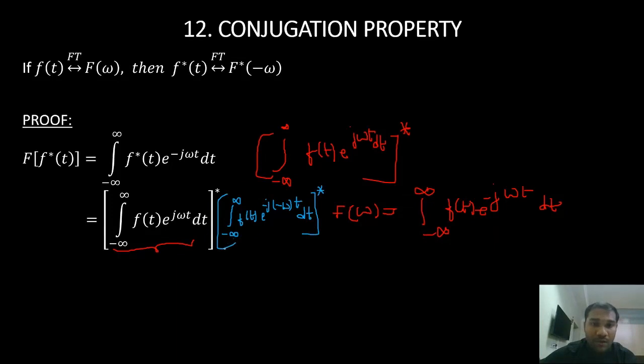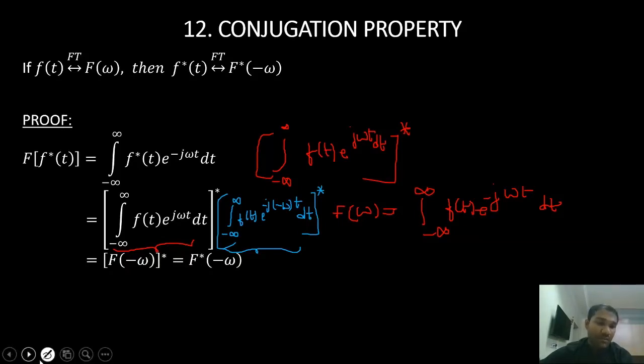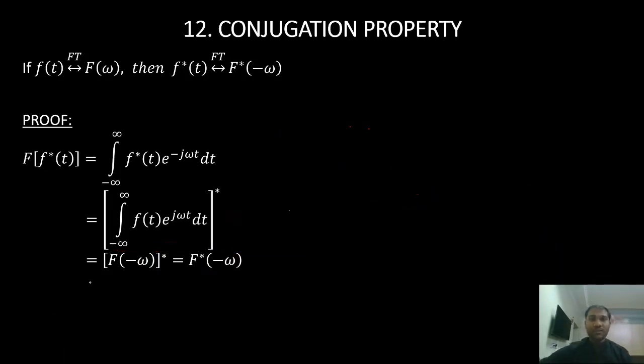So what is this signal going to be? It is going to be f of minus omega, right? In place of omega I have minus omega, f of minus omega whole conjugate. That is nothing but f conjugate of minus omega, right? So that is my conjugation property.